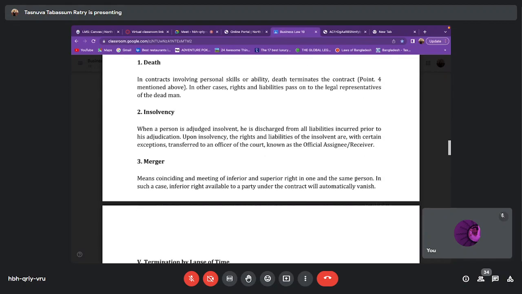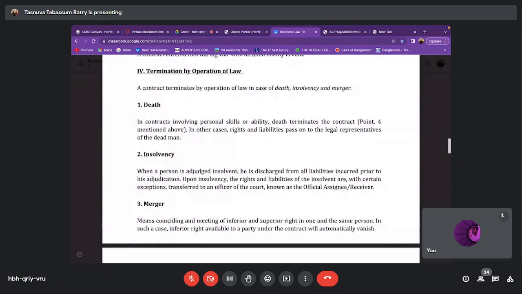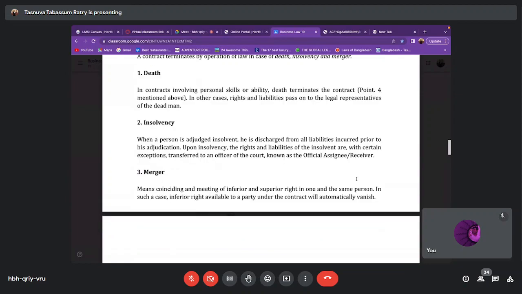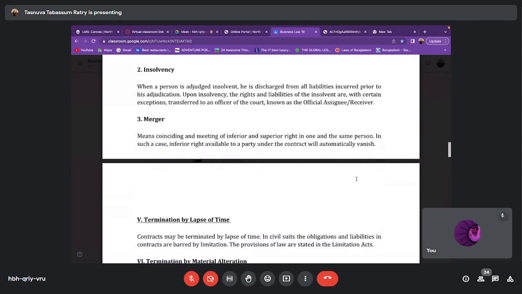Second situation is if the person becomes insolvent. The parties দের মধ্যে যে কোনো একটা পার্টি ইনসলভেন্ট হয়ে যায়, সে কারণে the contract can also be discharged. The parties are discharged from all liabilities because the contract has been terminated by operation of law. Thirdly, merger. Merge করার কারণে if a superior right has merged with an inferior right, in that case as well, the contract with the inferior right will automatically vanish.